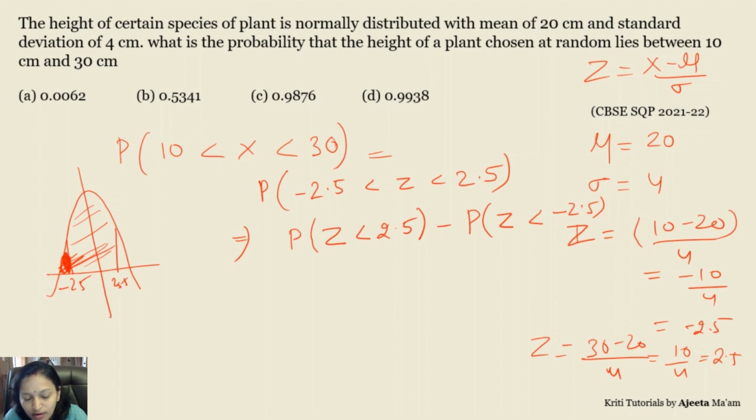So the dark color that we just shaded, we have to subtract it. This is what we are calculating from the entire area. So if we calculate the values using the table, we get the answer as 0.9876, which is C option, simply. Right? So values will be given to you, no worries.